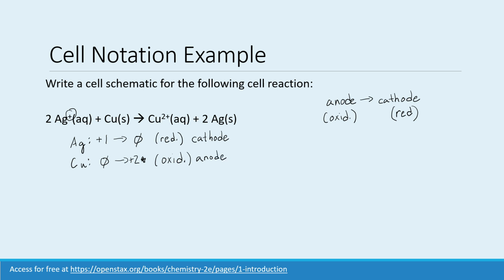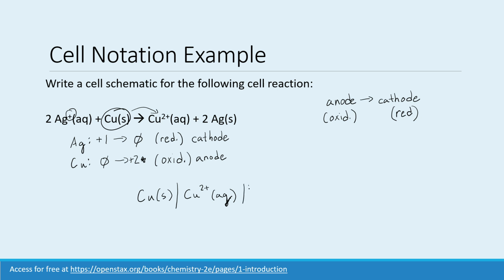Okay, so knowing all this, once you figure out what part is your cathode, what part is your anode, then we can start with that anode first. And remember, we want to start with the solid piece of it. So we're going to start with that copper solid on the reactant side. Draw that vertical line to separate copper from its product, which is the copper 2+ ion. And include those phases.